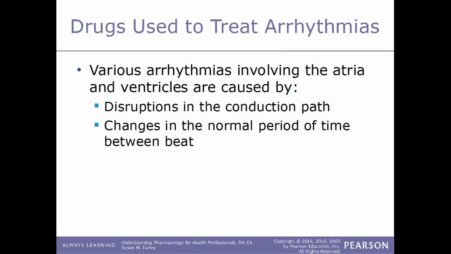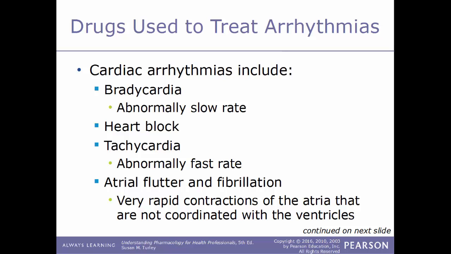Now, there are various different kinds of arrhythmias involving the atria and ventricles, and they can be caused by disruptions within the conduction path, or changes in the normal period of time between each beat. Some common examples of arrhythmias: bradycardia, where you have an abnormally slow rate. You can have heart block, tachycardia, which is having an abnormally fast rate.